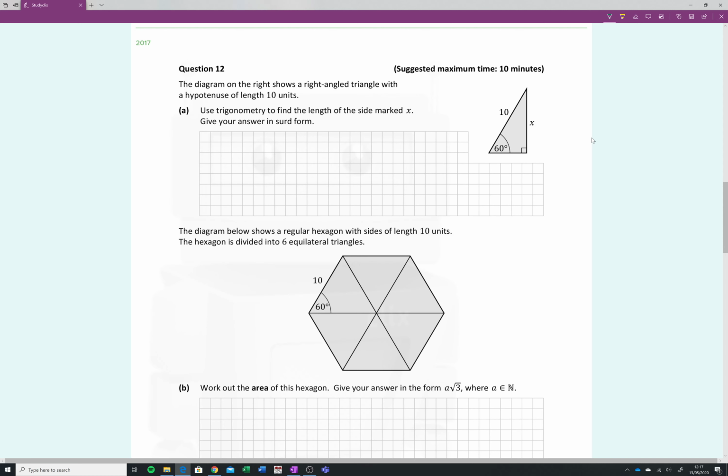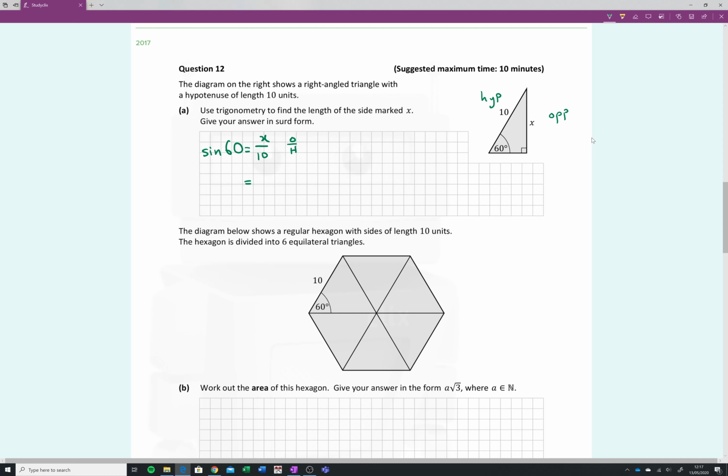Okay, let's get x here. X is the opposite. 10 is the hypotenuse. So opposite and hypotenuse, we're dealing with sine. So sine 60 is equal to opposite over hypotenuse. That is x over 10.